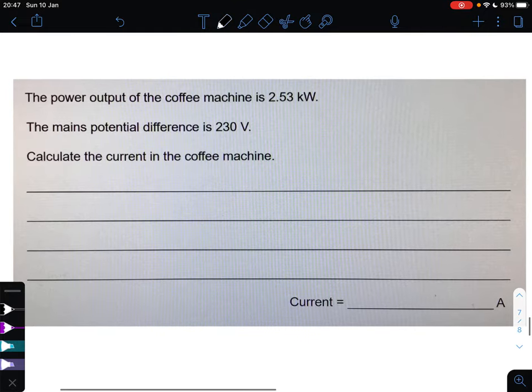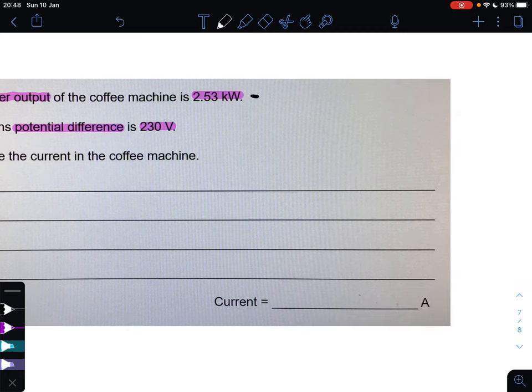Now this one's a little bit different. Let's have a look. We've got a power output of 2.53 kilowatts, and a potential difference, slightly different word here, of 230 volts. So it's the same question, but a little bit different. The first thing is they're giving you the power in a different unit, kilowatts.